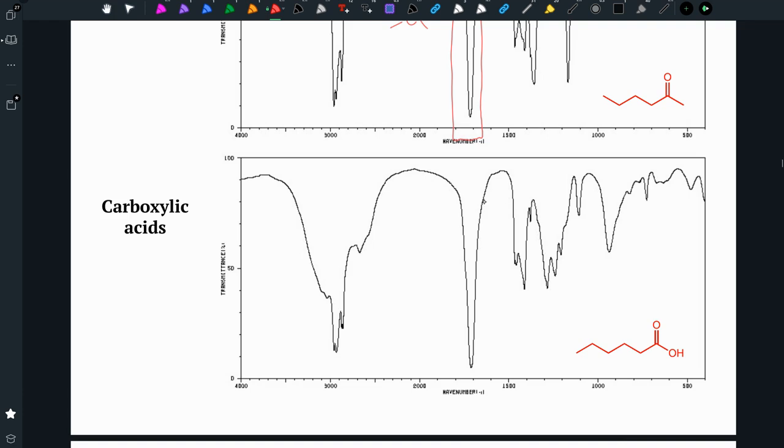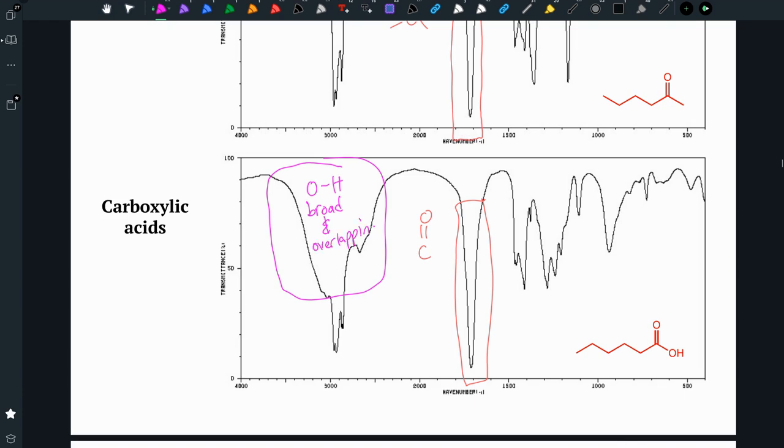And a carboxylic acid, I also see that CO peak. And this is where I have the OH that got swallowed up. This is my carboxylic acid OH that's just really broad and overlapping. That's a sign that I have a carboxylic acid in my molecule.